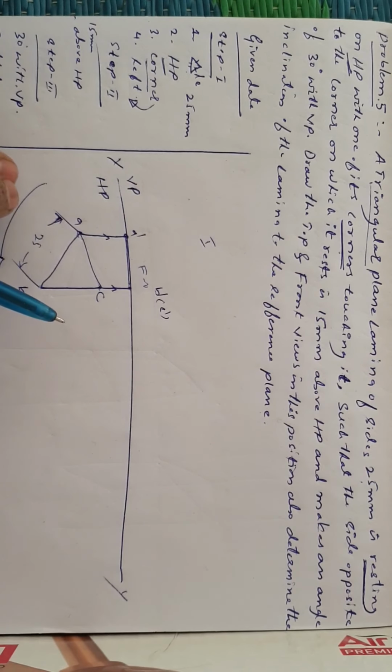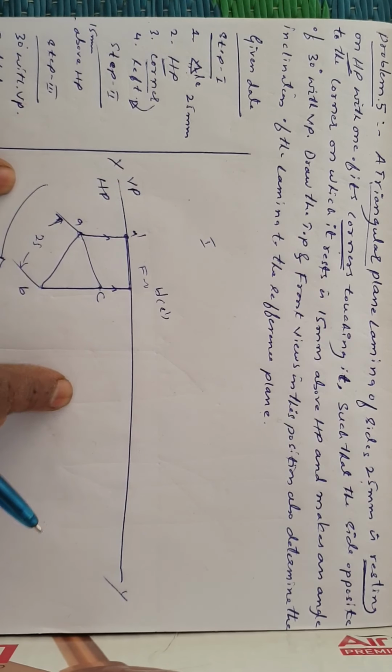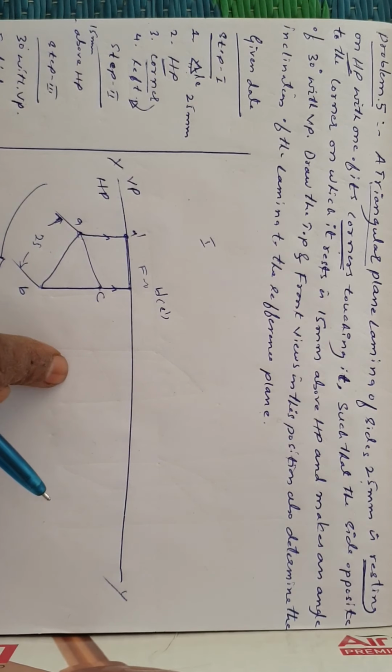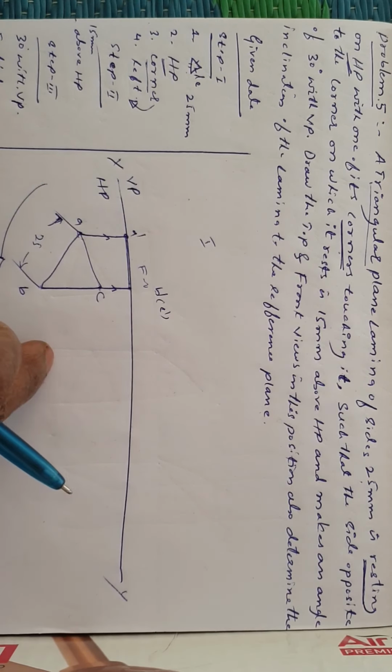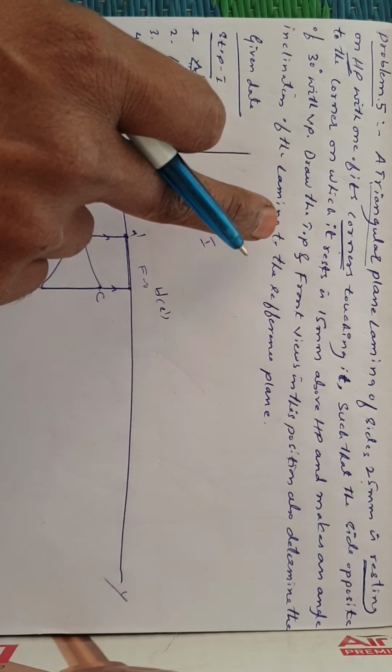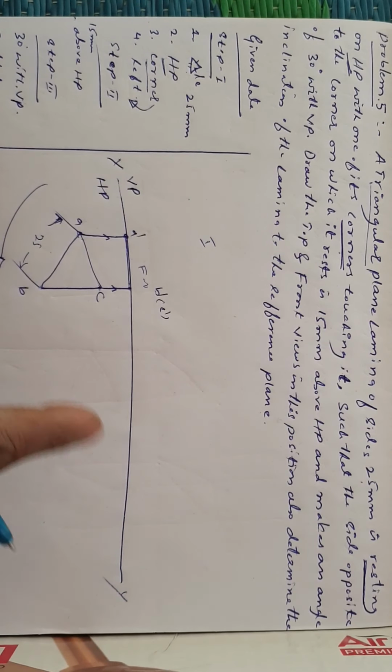If the given lamina is resting on HP, the second step requires the HP angle. If this HP angle is absent, a condition will be given with respect to HP. If the VP angle is absent, a condition will be given with respect to VP. So here, the second step requires the HP angle. Read the problem and find out whether the angle is given or not given.